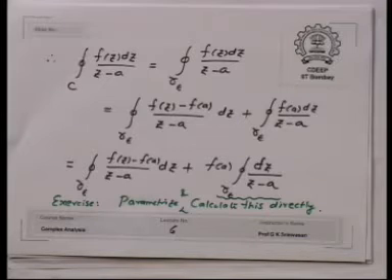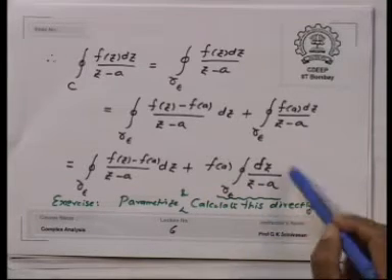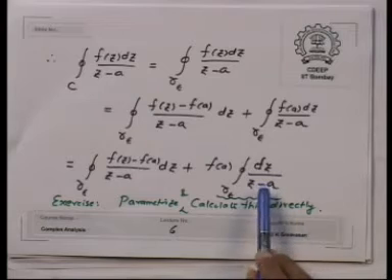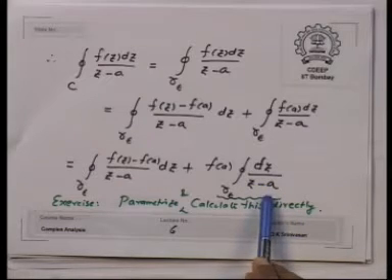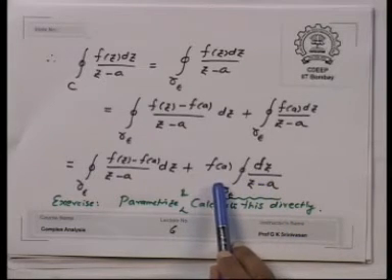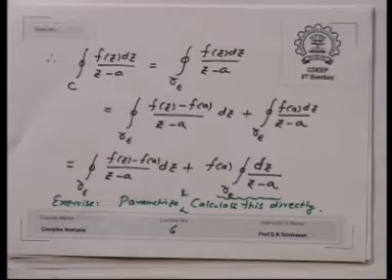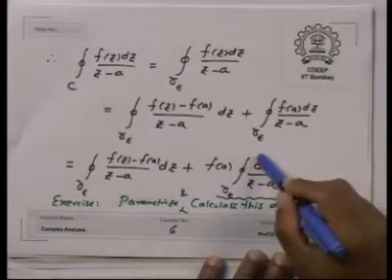We have calculated the integral of dz upon z when the circle had center at the origin. Now the circle has center at a, and instead of dz upon z we have dz upon z minus a. So what will be the value of the integral? Again it will be 2 pi i, correct. Exercise: parameterize and calculate this integral directly and obtain 2 pi i for this integral. So this piece will be 2 pi i times f of a, correct. I am leaving this checking for you to do.